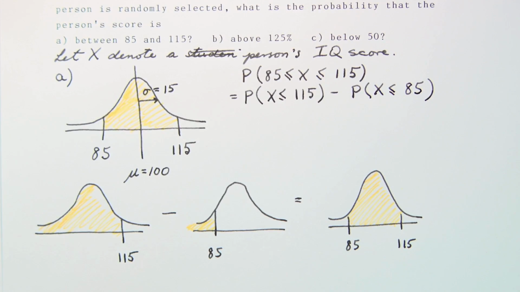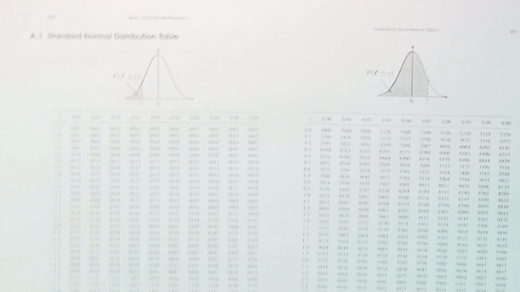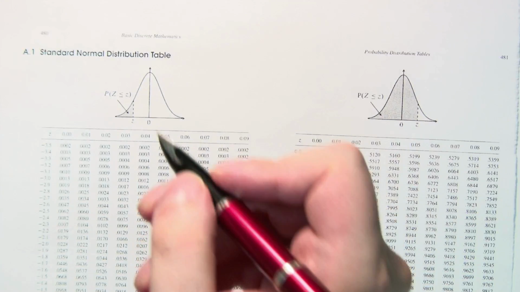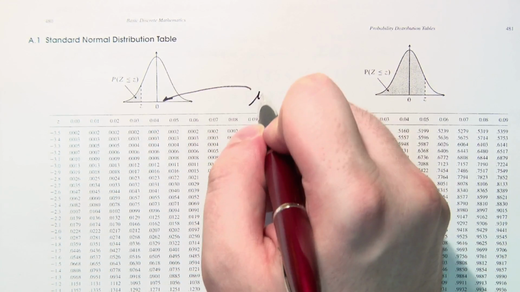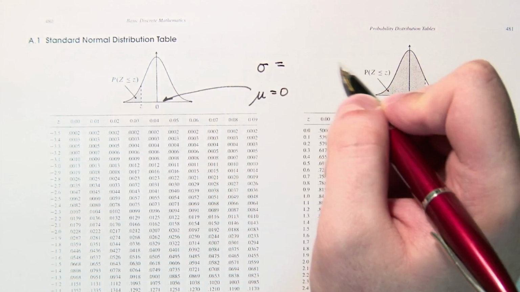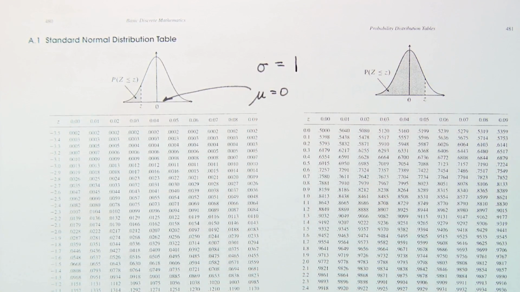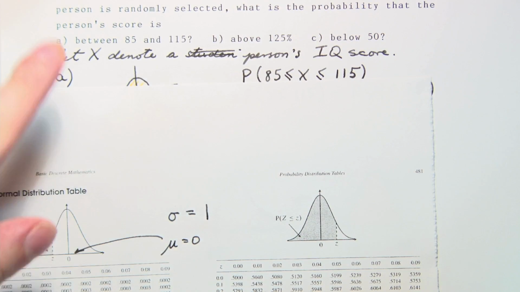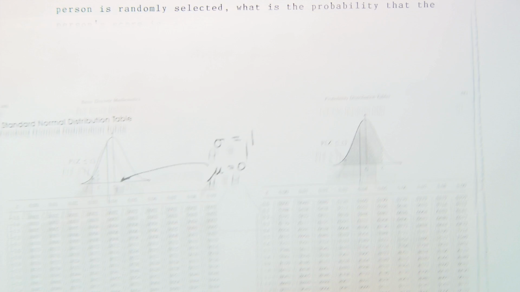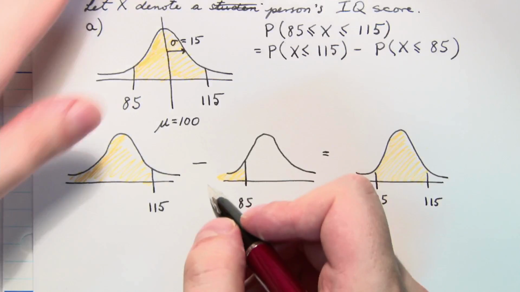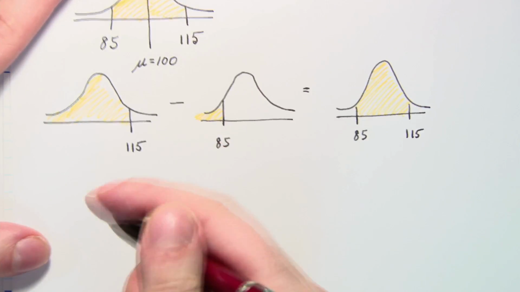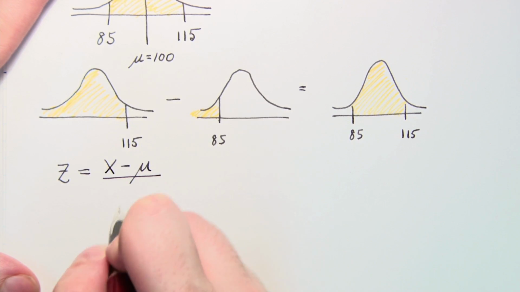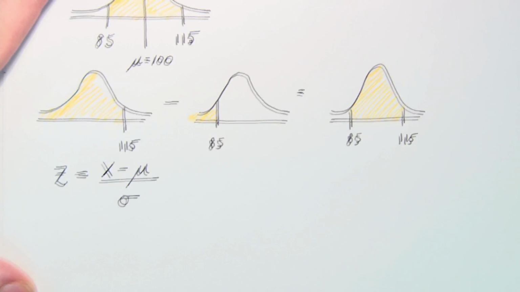Okay, we still have a problem because I want to use this, and this is what you're going to have on the exam. This is the standard normal table, and in a standard normal table, the expected value is 0 and the standard deviation is equal to 1. So they're not the same random variable, but we can convert this X to this Z using this formula: z is equal to x minus mu over sigma.